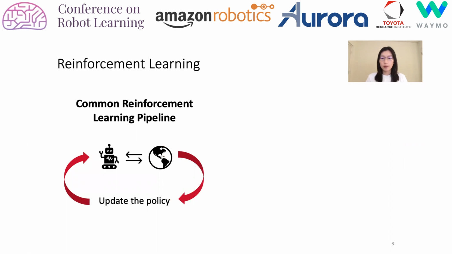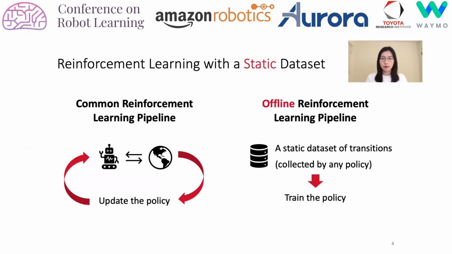In a common reinforcement learning pipeline, the agent repeatedly collects interactive data and updates the policy. In contrast, offline reinforcement learning studies the problem of learning a policy from a static dataset of transitions without further data collection.